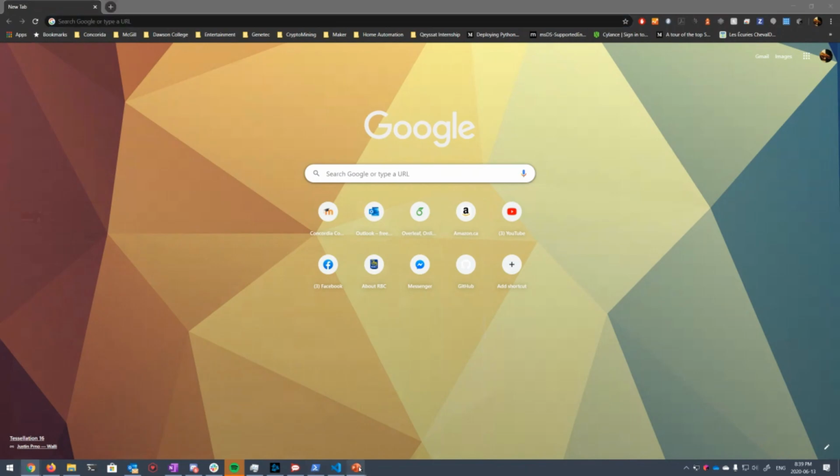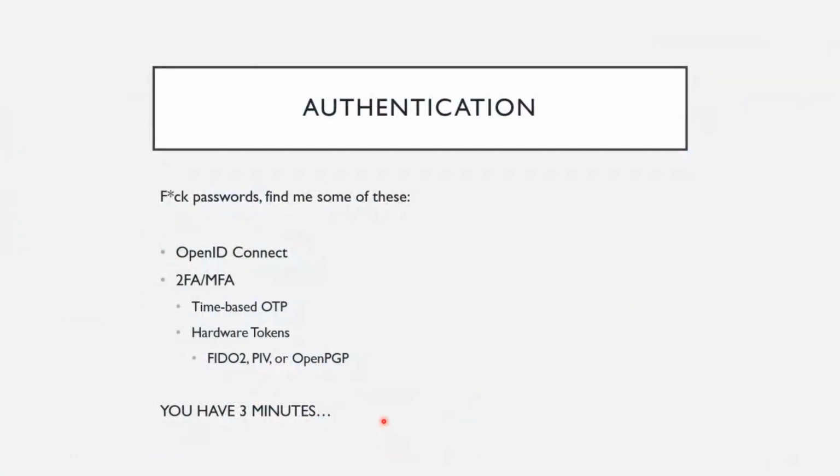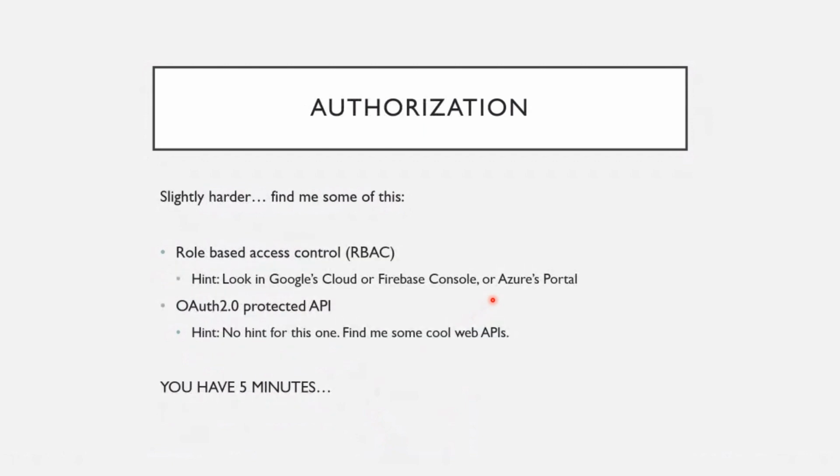Okay, let's move back to the here. Okay, cool. So let's move on to authorization. This is slightly harder. So you guys can try this, role-based access and OAuth 2.0 protected APIs. If you guys don't know what an API is, it's basically a server that you can send requests to from your app, and it'll do things for you that you wouldn't necessarily want to implement yourself.